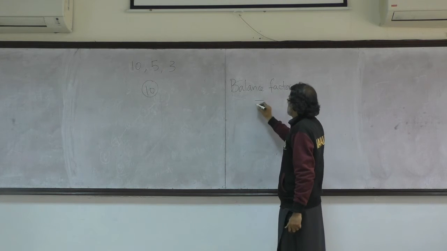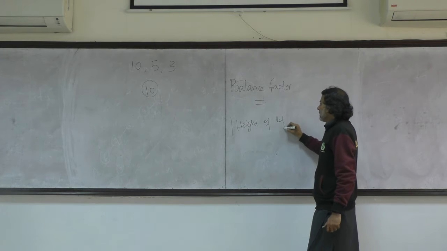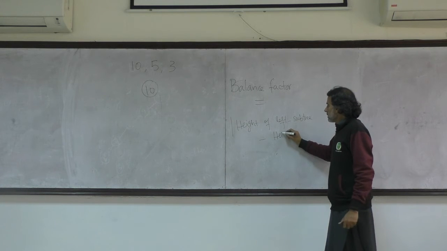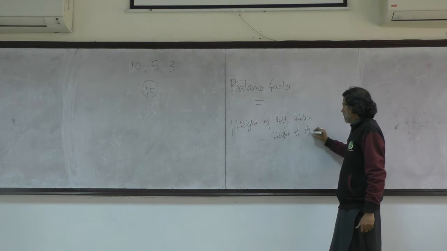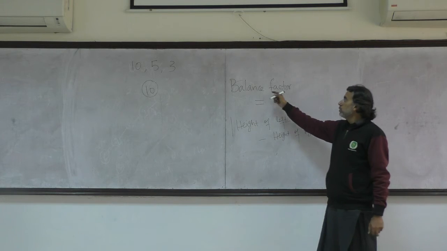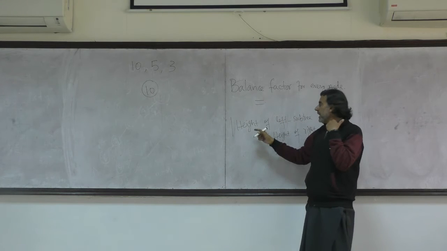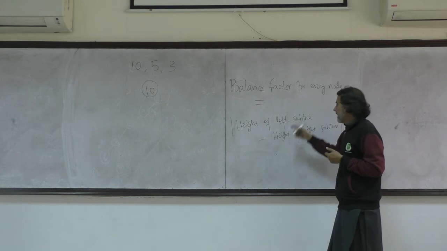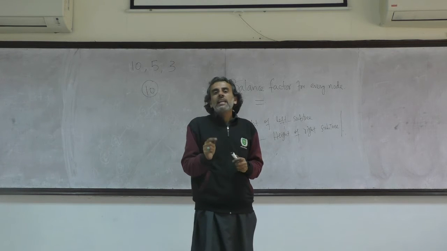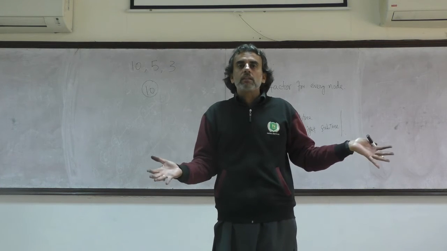What is a balance factor? Balance factor is the absolute difference of the height of the left subtree minus the height of the right subtree. I'll compute a balance factor for every node: the height of the left subtree located on that node and the height of the right subtree located on that node, take their absolute difference, call it the balance factor, and store it with every node. Why? Because now I'm interested in making my binary search tree a balanced binary search tree.